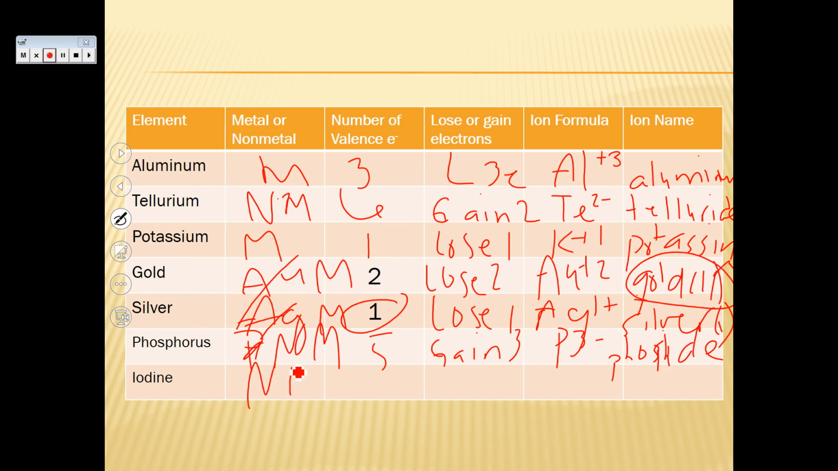Iodine is a nonmetal. Its number of valence electrons is 7. It's going to gain 1 electron to become I minus 1, and its name becomes iodide.